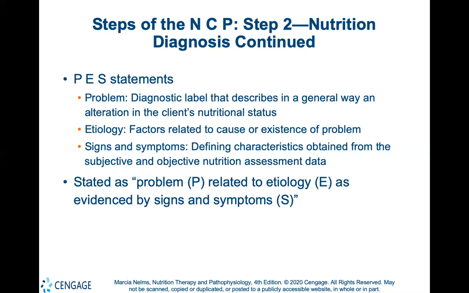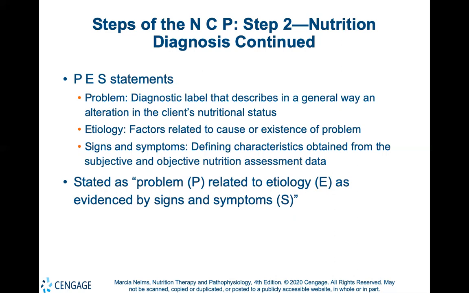Nutrition diagnoses are written in a PES format, that is problem, etiology, signs and symptoms format, that lists the problem, its cause, and appropriate defining characteristics. The problem is also referred to as a diagnostic label. The etiology or related factors are those that contribute to the cause of the particular problem. The signs and symptoms are the defining characteristics obtained from the subjective and objective nutrition assessment data.